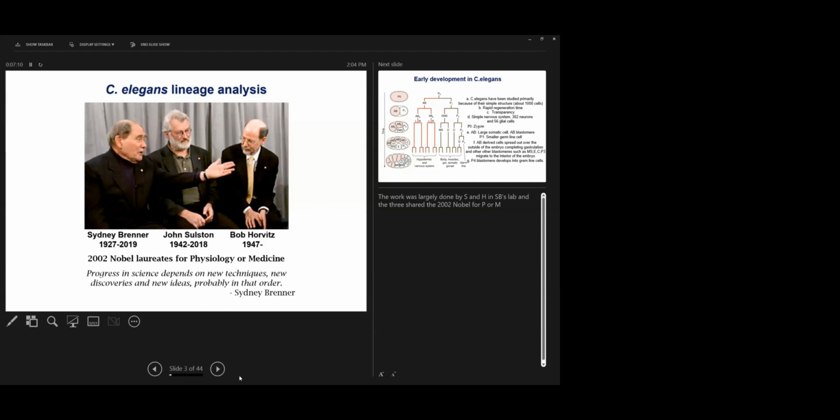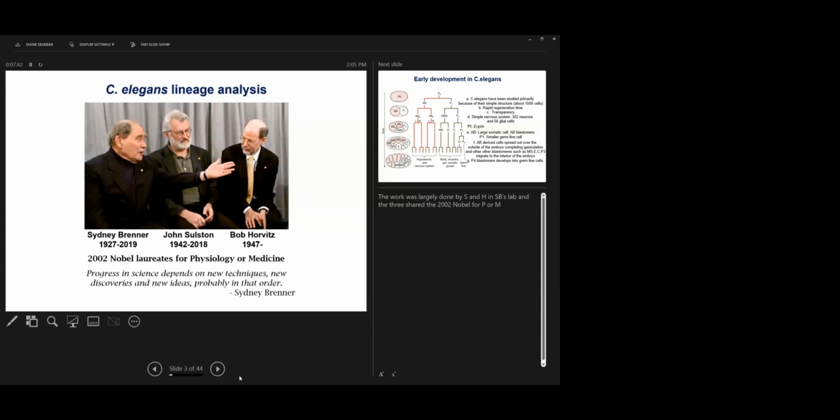According to Sydney Brenner, progress in science depends on new techniques and new discoveries. You have new techniques, then you can discover something novel, and you can generate new ideas, and that happens probably in this order: new technique, new discoveries, new ideas. So this is a famous quote. I was impressed with this quote, so I put it here.